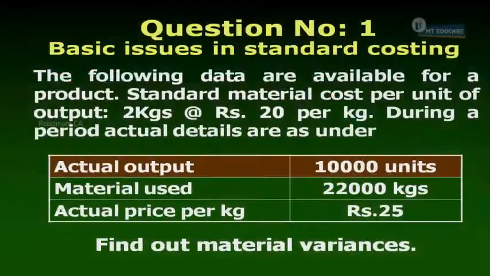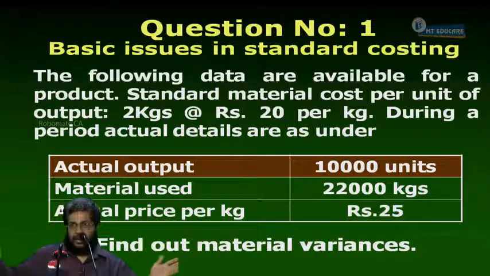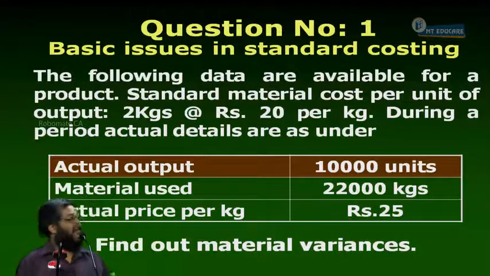Okay, all of you tell me, how many steps are there to calculate material variances? 2 steps. Name the 2 steps. Computation table, variance calculation. Computation table has got how many columns? 3 columns. First column, SQ into SP. Second column, AQ into AP. Third column, AQ into SP.